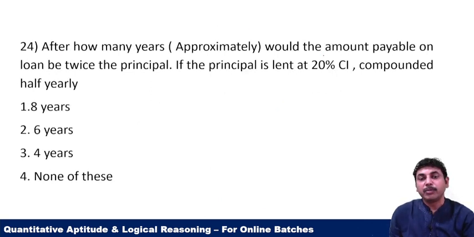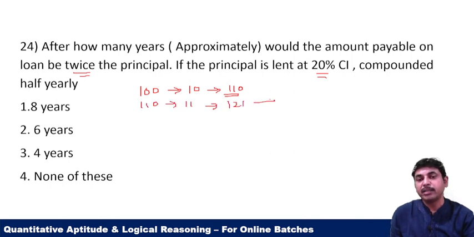After how many years approximately would the amount payable on a loan be twice the principal if lent at 20% compound interest half yearly? Now we know that compound interest is half yearly. So for the first half year, the rate of interest will be 10%. So at the end of 6 months, this amount will become 110. 10% of 110 is 11. So 121, this will be the amount at the end of the first year.